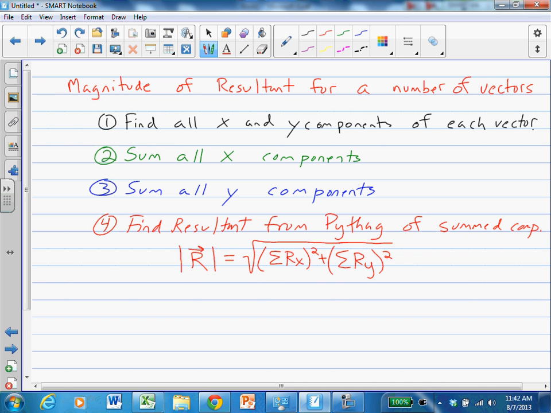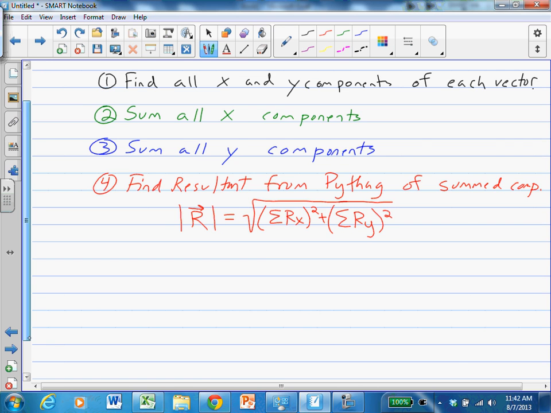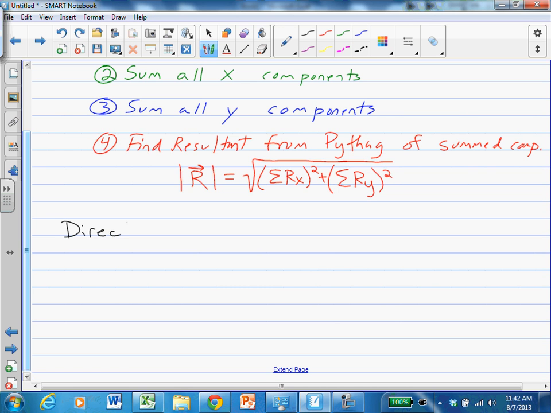Okay. How about the direction of the resultant? If we go back to our triangle, where we have, well, let's go back to our example where we had the 20 paces and 40 paces.